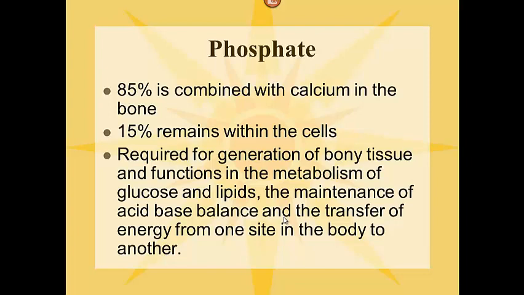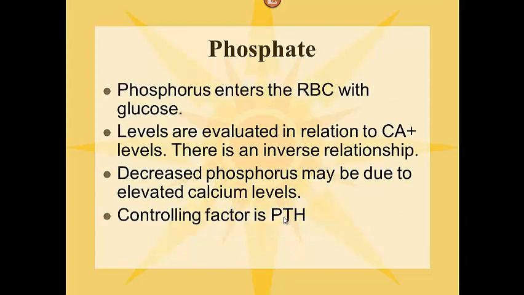Phosphate is required for generation of bony tissue and also participates in glucose and lipid metabolism and acid-base balance, and this is the reason why another cause for hyperphosphatemia is metabolic imbalances, either metabolic acidosis or respiratory acidosis. Phosphorus also enters the RBC with glucose. And as I said, they have a high inverse relationship with calcium and are controlled by the PTH. Magnesium.